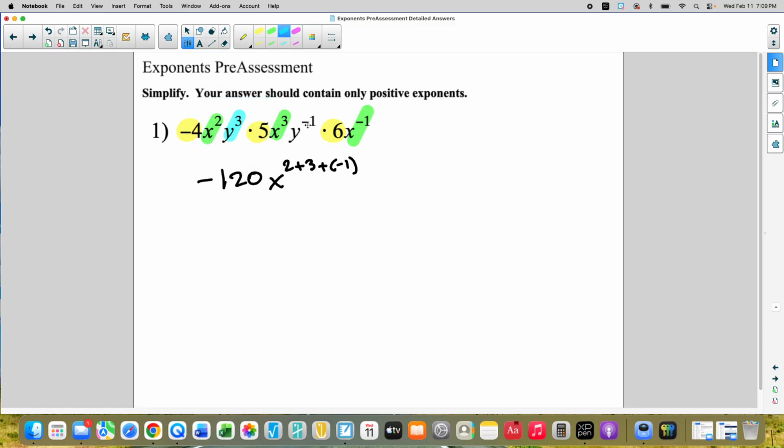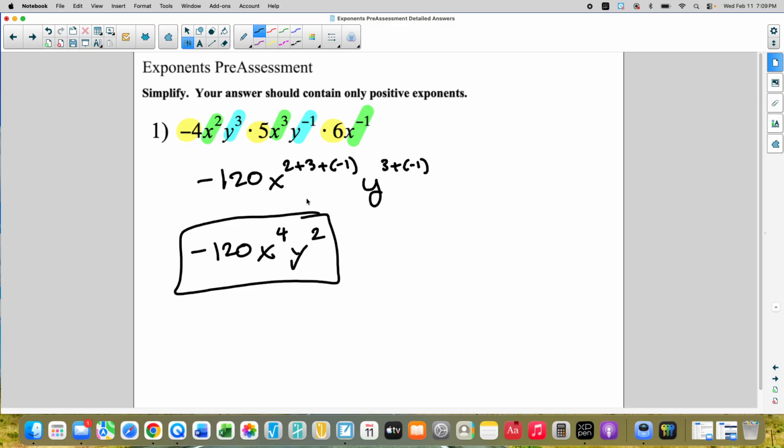We also have y values. So we have to also do the y to the 3 plus negative 1. So that's negative 120. X to the, that's 2 plus 3 is 5, minus 1 is 4. This is 3 plus negative 1, which is 2. So this is my first answer.